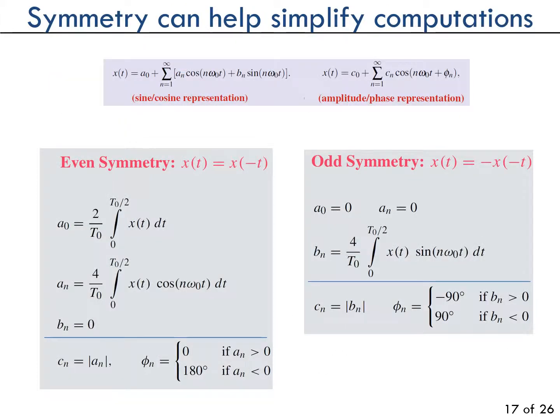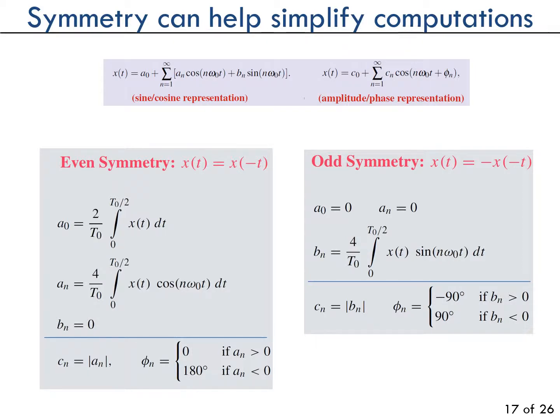One thing you could do to simplify the number of computations you need to do, you can actually cut them in half, is take note of the symmetry of the function that you're trying to represent. If your function has even symmetry, then you can eliminate the b coefficients, those are the ones that have the sine quantity in them. And if it has odd symmetry, then you can eliminate the DC offset as well as all of the an coefficients, because they have the cosine quantity in them.